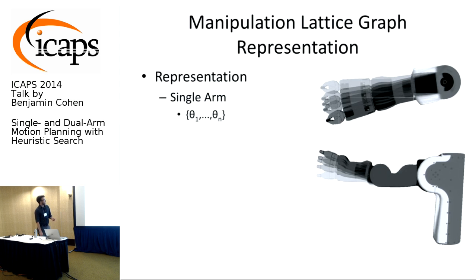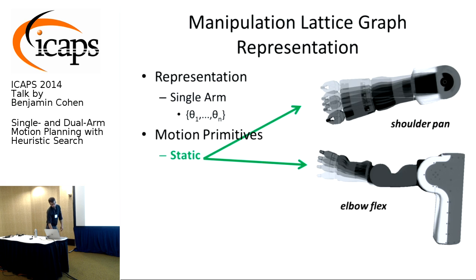These states are connected by edges that correspond to motion primitives, which are kinematically feasible motions that could be performed from any given state. We have 2 kinds. We have static motion primitives, which are your general predefined set of motion primitives, like panning the shoulder or flexing the elbow. These are represented by a vector of offsets that can be applied to the joint positions of a given state.